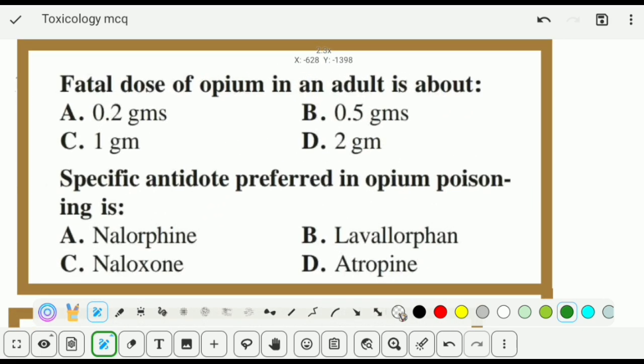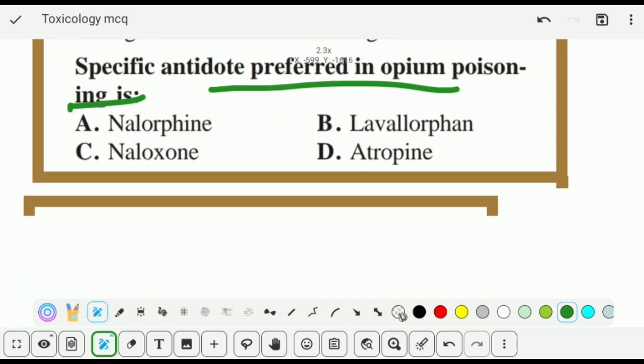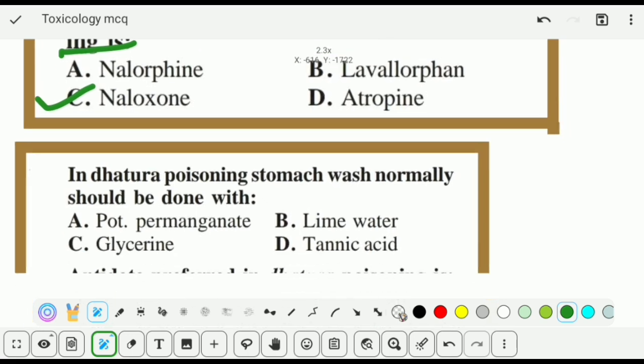Fatal dose of opium is about. Do comment and let me know the answer to this question. This is your homework question. Then the specific antidote referred in opium poisoning. This is a very common question that is often asked in the UGC NET examination as well. For opium poisoning, the only and most well known antidote used is naloxone.